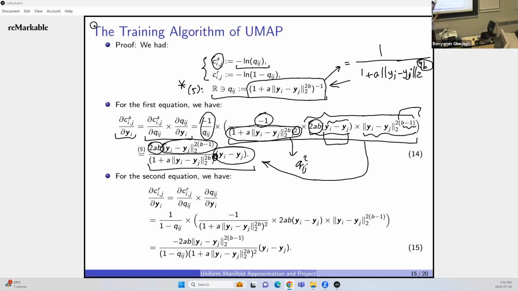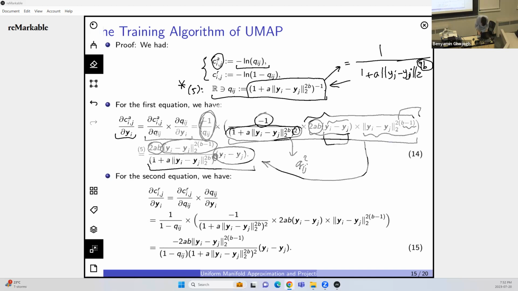Oh, sorry. I forgot this 1 minus qij. I forgot this 1 minus 1 over. Sorry about that. Yeah, I got it. Sorry, I just forgot. Okay, so let me clean it a bit. Sorry if I made you confused a bit, but let me clean it. Just visually, I didn't see that term.